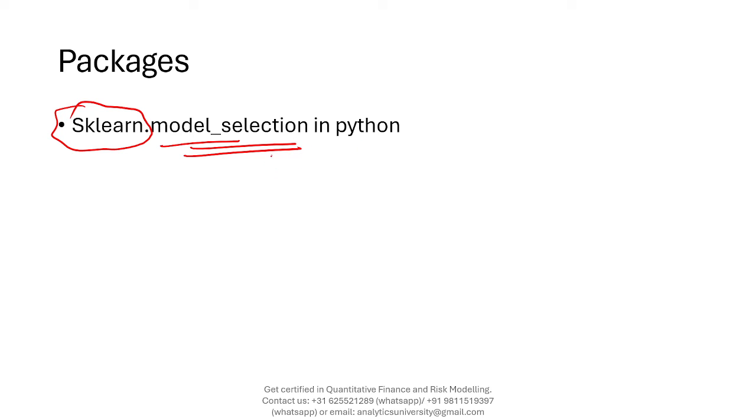K-fold is more popular, but leave one out is useful when you do not have too many observations. Let's say you have 50 observations, 70 observations, 100 observations for your model building, then leave one out, LOOCV, is a good, preferred cross validation.